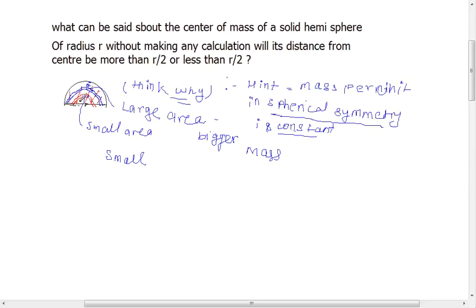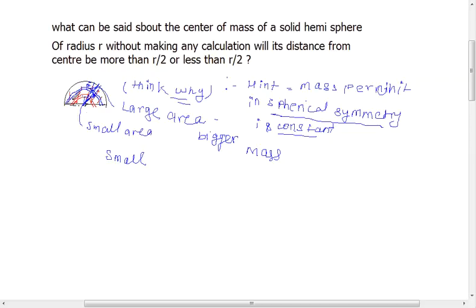So what can I say? As we move along this radius, mass is going to increase. For the same spherical symmetrical structure, if we move along this radius, the mass is going to be increasing. You should work on this statement; these are very important statements. If the mass were uniformly distributed, not increasing or decreasing, then along this line the center of mass would be at a distance r by 2.